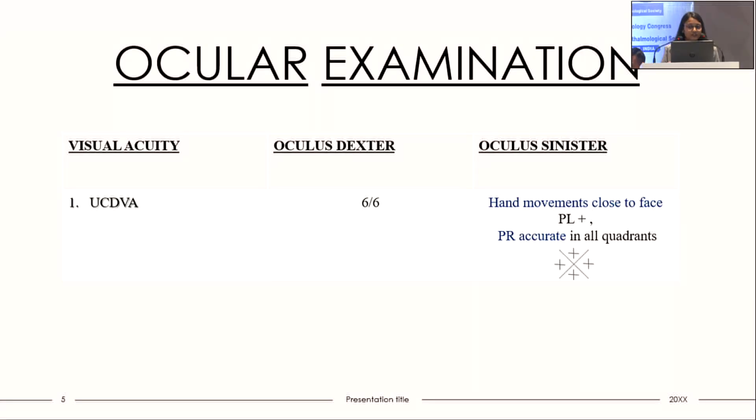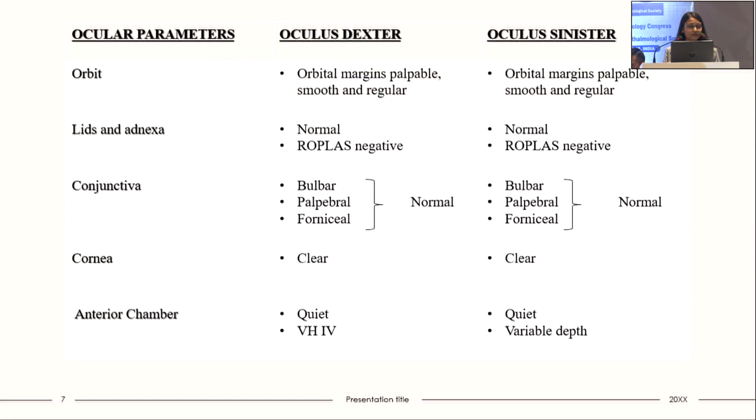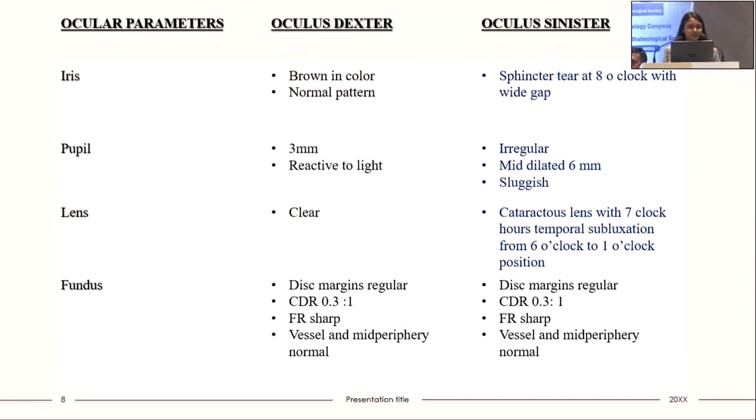The vision in the left eye was hand movements close to face, PL positive and PR accurate in all quadrants. The IOP was normal, facial symmetry was there, extraocular movements were full and free. Orbit margins were regular, lids and adnexa, conjunctiva were normal, cornea was clear, but the anterior chamber depth was variable.